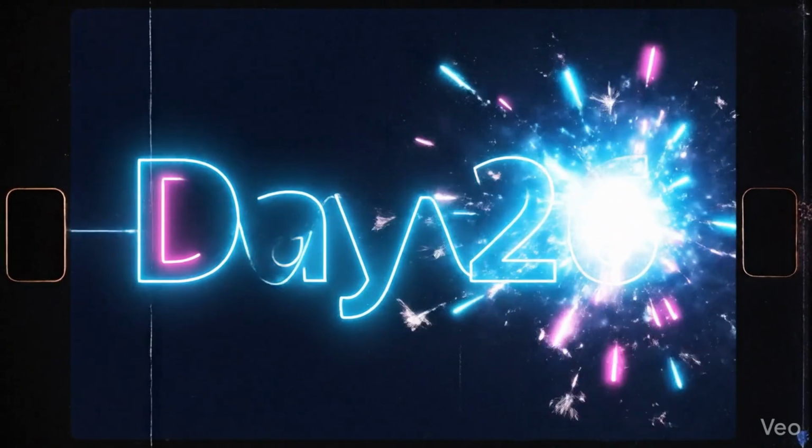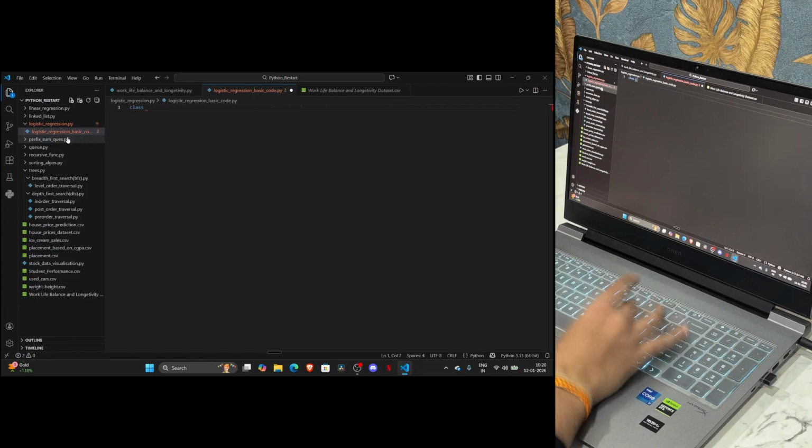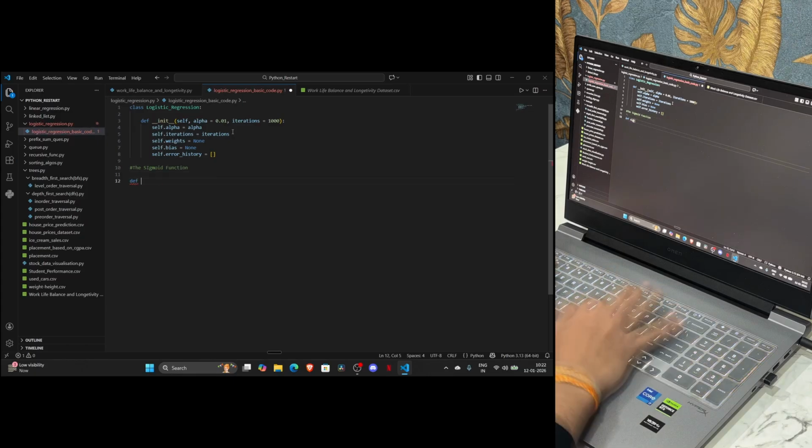Day 26. I kicked off the day by coding a logistic regression from scratch in VS Code.